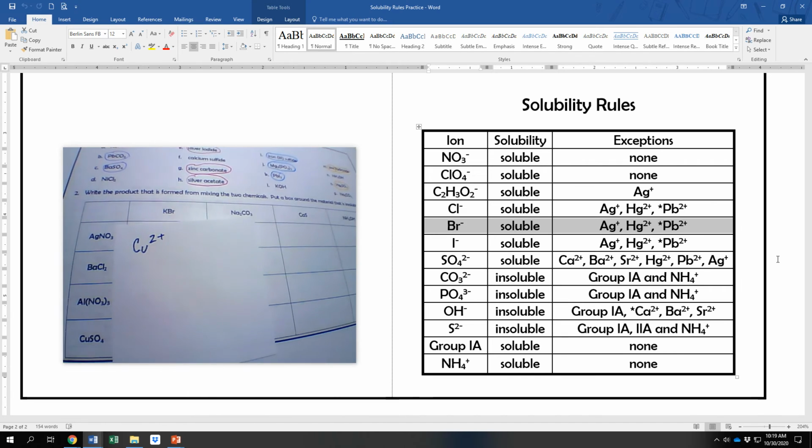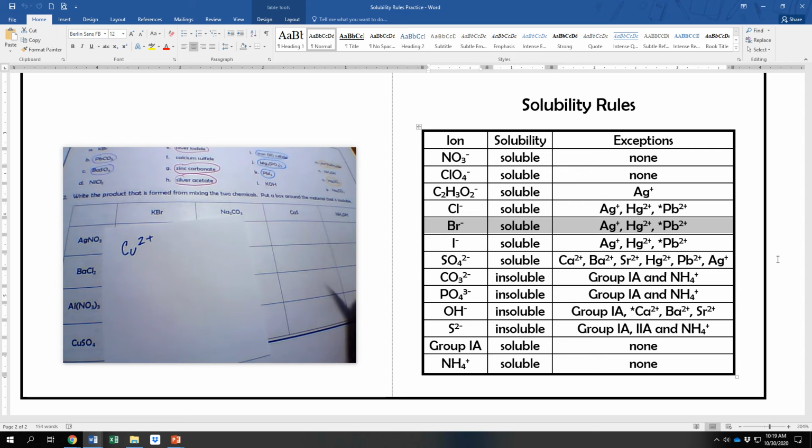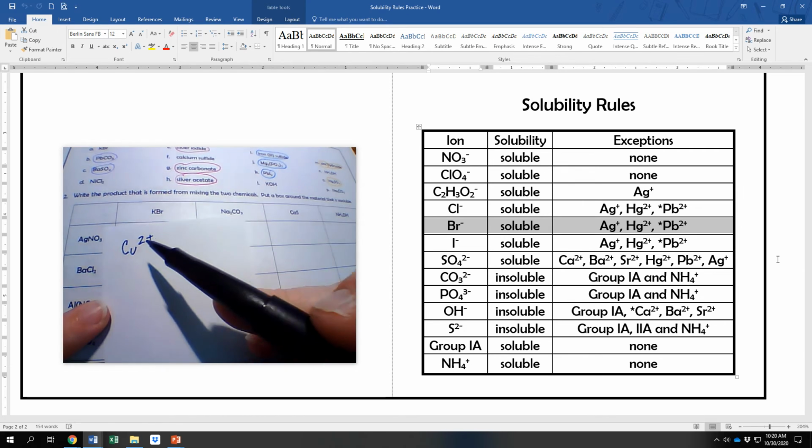Sorry about that. So in this case, copper is 2 plus.